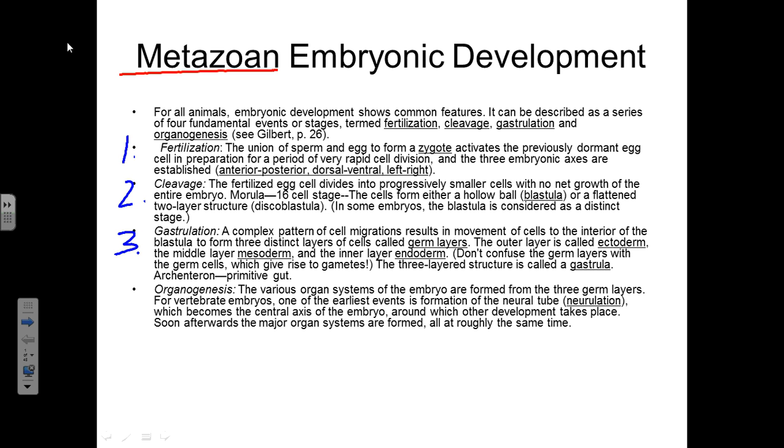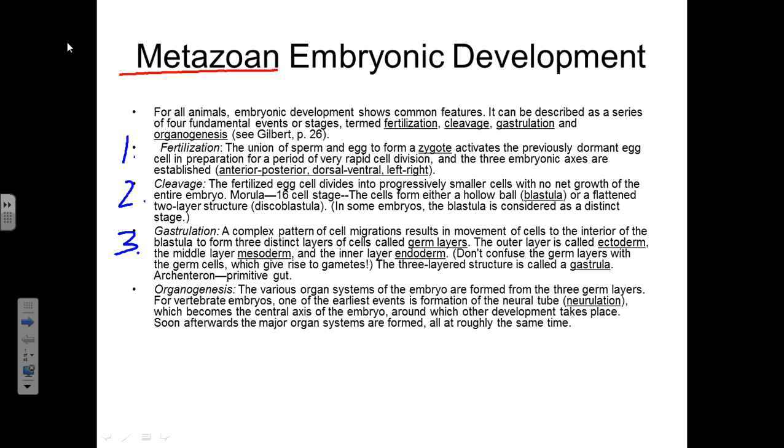Notice, though, that opens into a cavity that looks an awful lot like what? What does that sort of look like? What do you think that opening leads to? What does your mouth lead to? What does your anus lead to? Your digestive system. So this cavity, sometimes it's called the archenteron or primitive gut. It's the beginnings of what will become your digestive system.